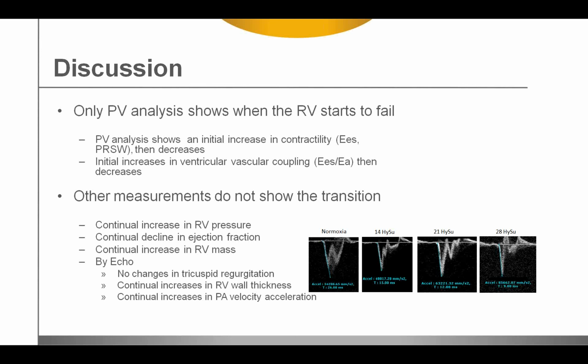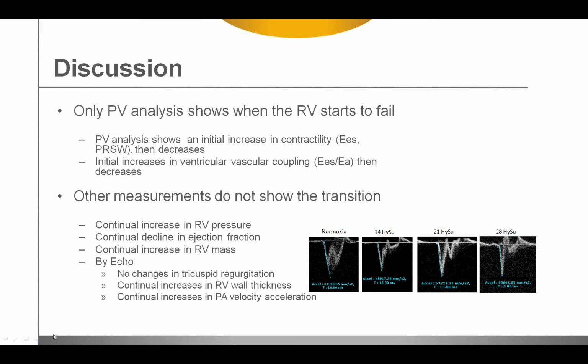When we've looked at other measures to compare how well the PV loops do against them, we really don't see this transition. If we just look at RV pressure, we only see a continual increase in RV pressure. If we look at ejection fraction, again, we just see this continual decline. If we take the hearts out and actually measure the RV mass, it continues to increase, so again, not a good measure for us to look at this transition.